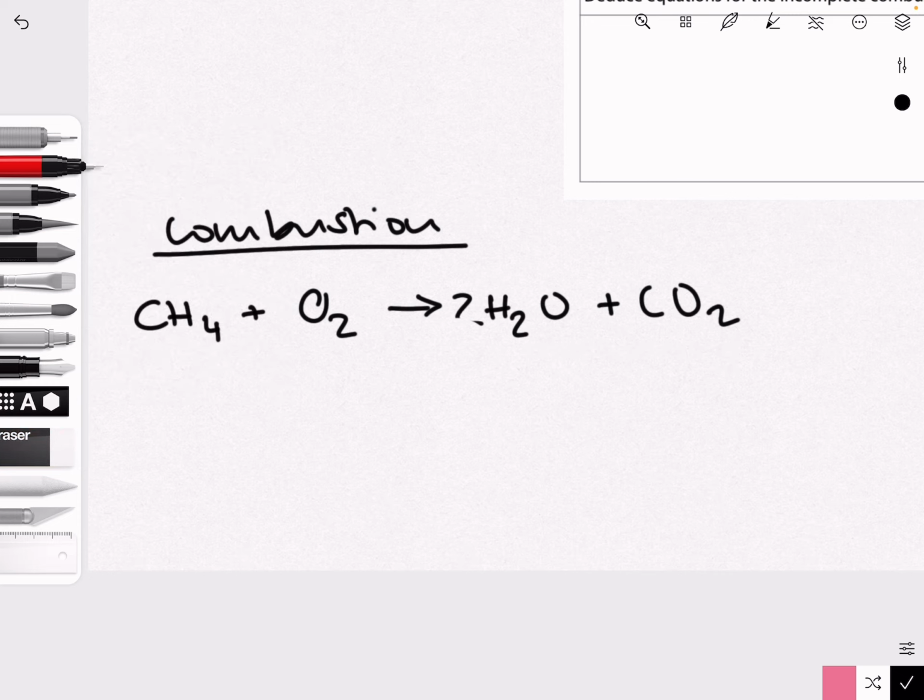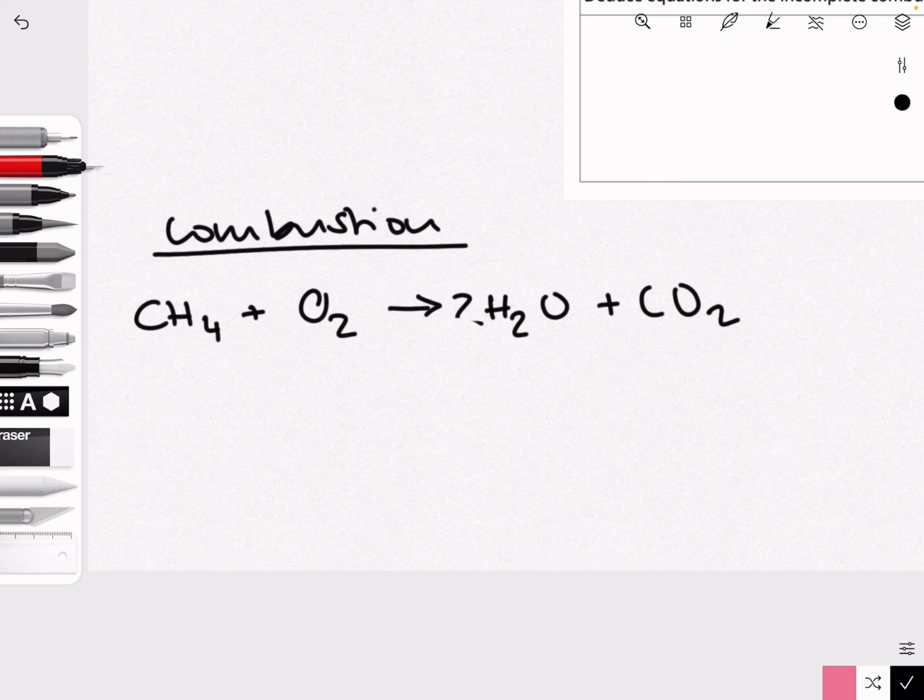So complete combustion, as we can see, is characterized by the oxygenation of a hydrocarbon fuel in which there is sufficient, if not excess, oxygen, resulting in these two products that we see on the right.